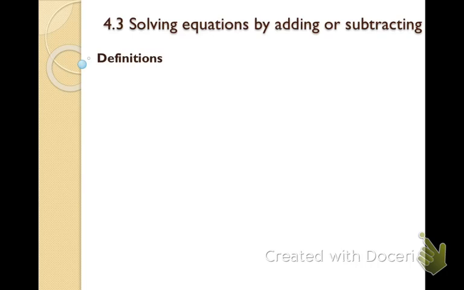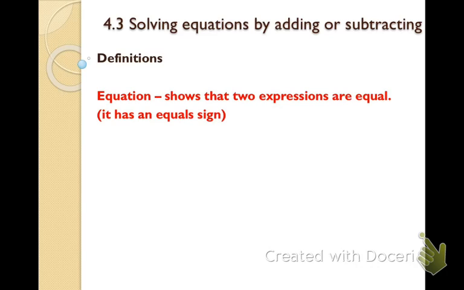First, we need to hit a few definitions. So the first thing we're going to define are equations. An equation just shows that two expressions are equal. In other words, it has an equal sign. So, for example, I have x plus 5 equals 7. So the expression x plus 5 equals the other expression, 7. Take a second to get that in your notes.